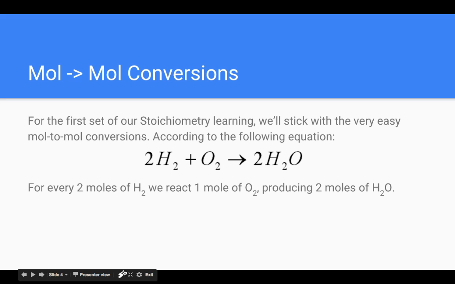For the first set of our stoichiometry learning, we're going to stick with this mol-to-mol conversion. We'll use this equation because it's one that we're pretty familiar with from the other notes. According to this, with these coefficients, for every 2 moles of hydrogen gas we have, we react 1 mole, remember the 1 is invisible, of O2, and we produce 2 moles of H2O.